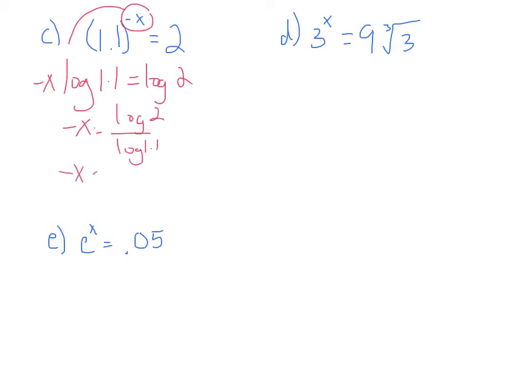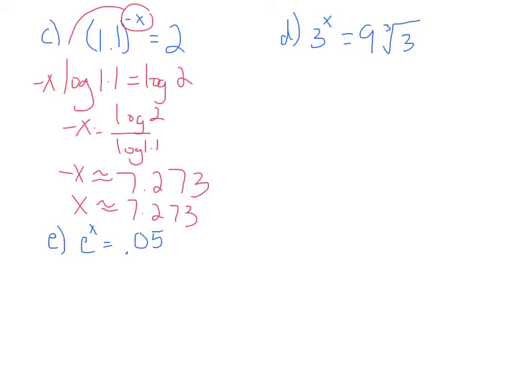So negative x is about equal to, in your calculator, 7.273. But you don't want negative x, you want positive x. So x actually equals about 7.273. Sweet. Okay, try letter D.